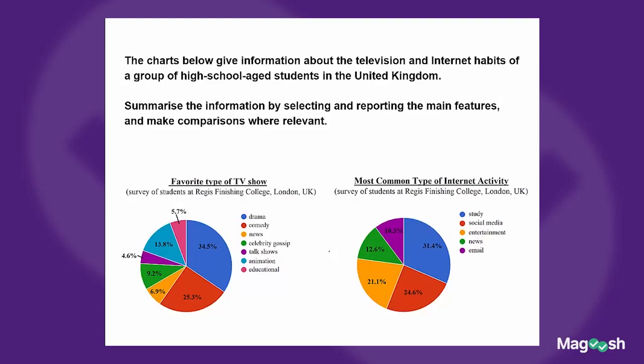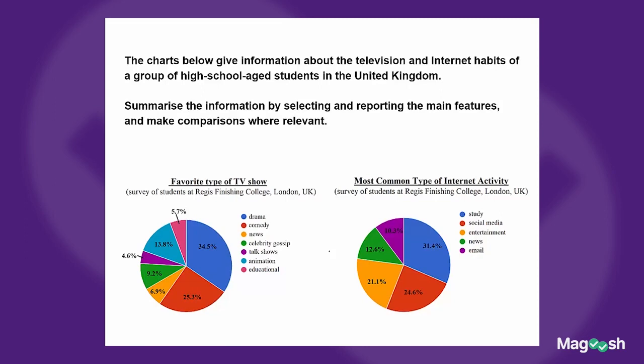Let's take a look. Here's an example of a Task 1 prompt with 2 pie charts. Now remember, on the actual IELTS exam, you might have a mixture of different kinds of visuals. You might have a bar chart with a pie chart, or you might have a table with a pie chart, for example. In this video, we're going to look at 2 pie charts since we're focusing on how to analyze that type of visual for your Task 1 prompts.